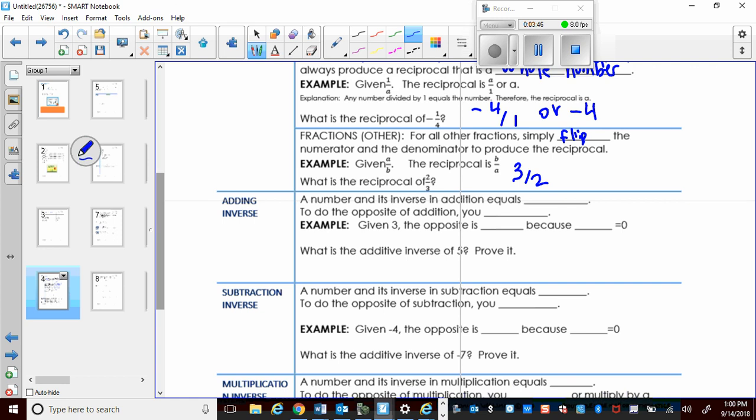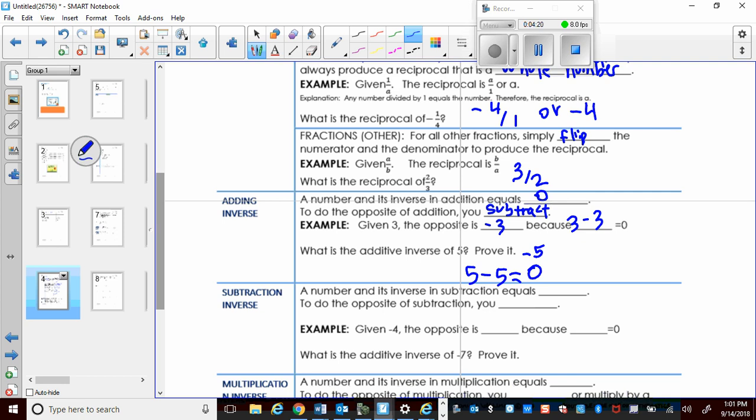So, an adding inverse or additive inverse is just a number's opposite. So, a number and its inverse in addition equals 0. You add two numbers together that are opposites, it equals 0. To do the opposite of addition, you subtract. Given 3, the opposite is -3, because 3 minus 3 equals 0. So what is the additive inverse of 5? It's -5. The proof is 5 minus 5 equals 0.